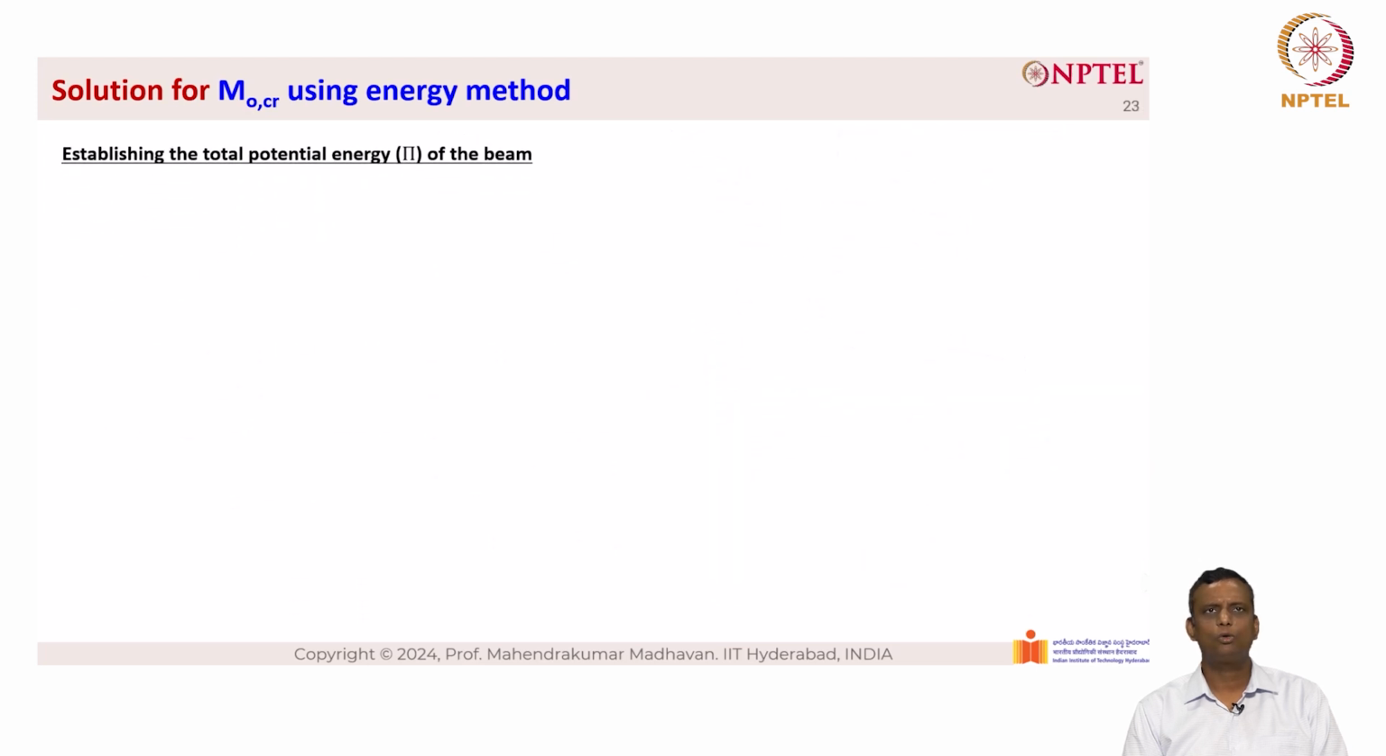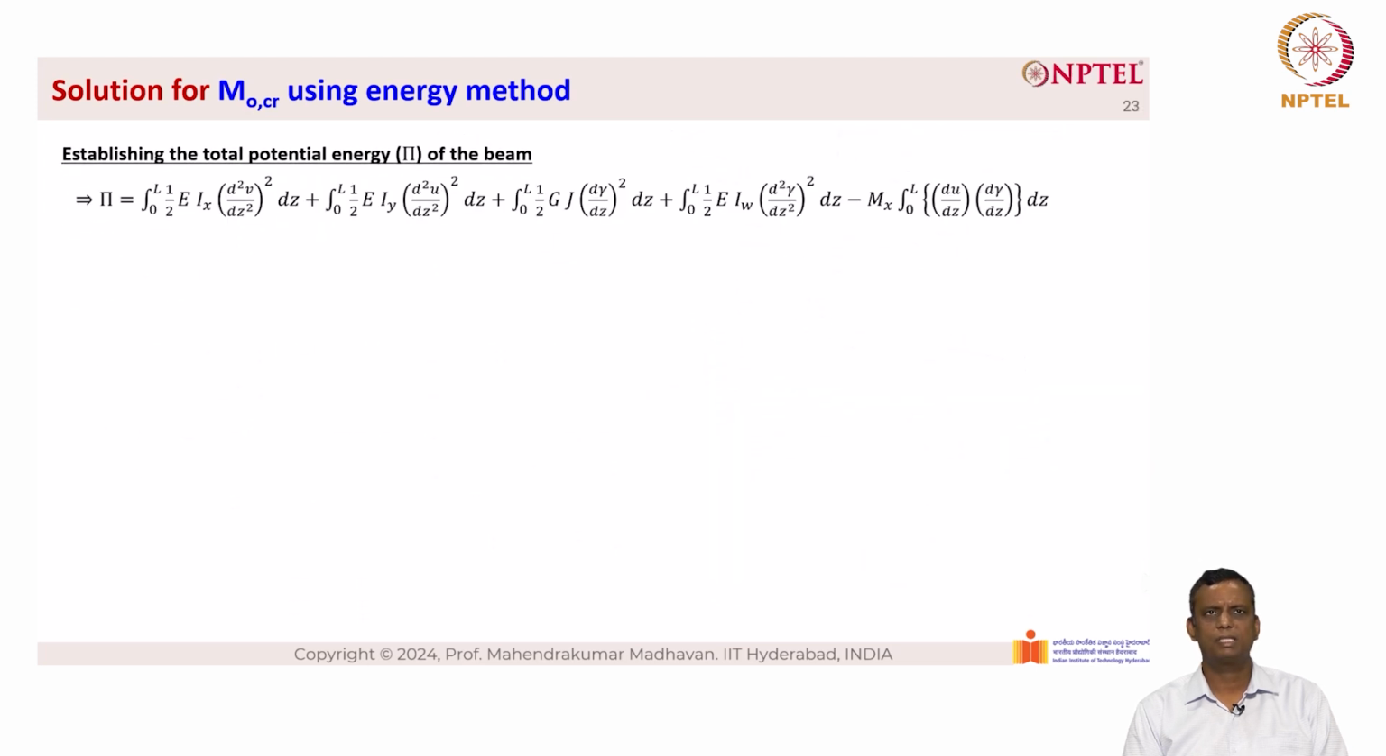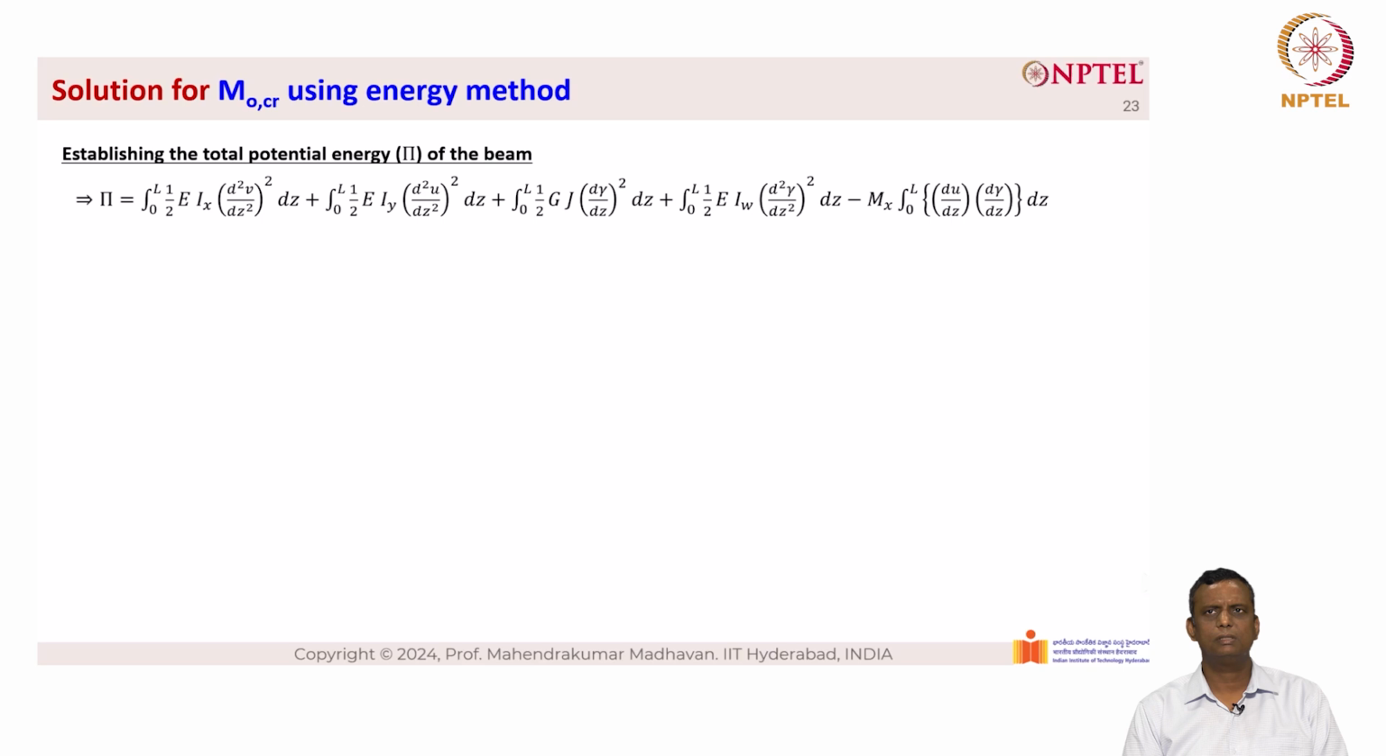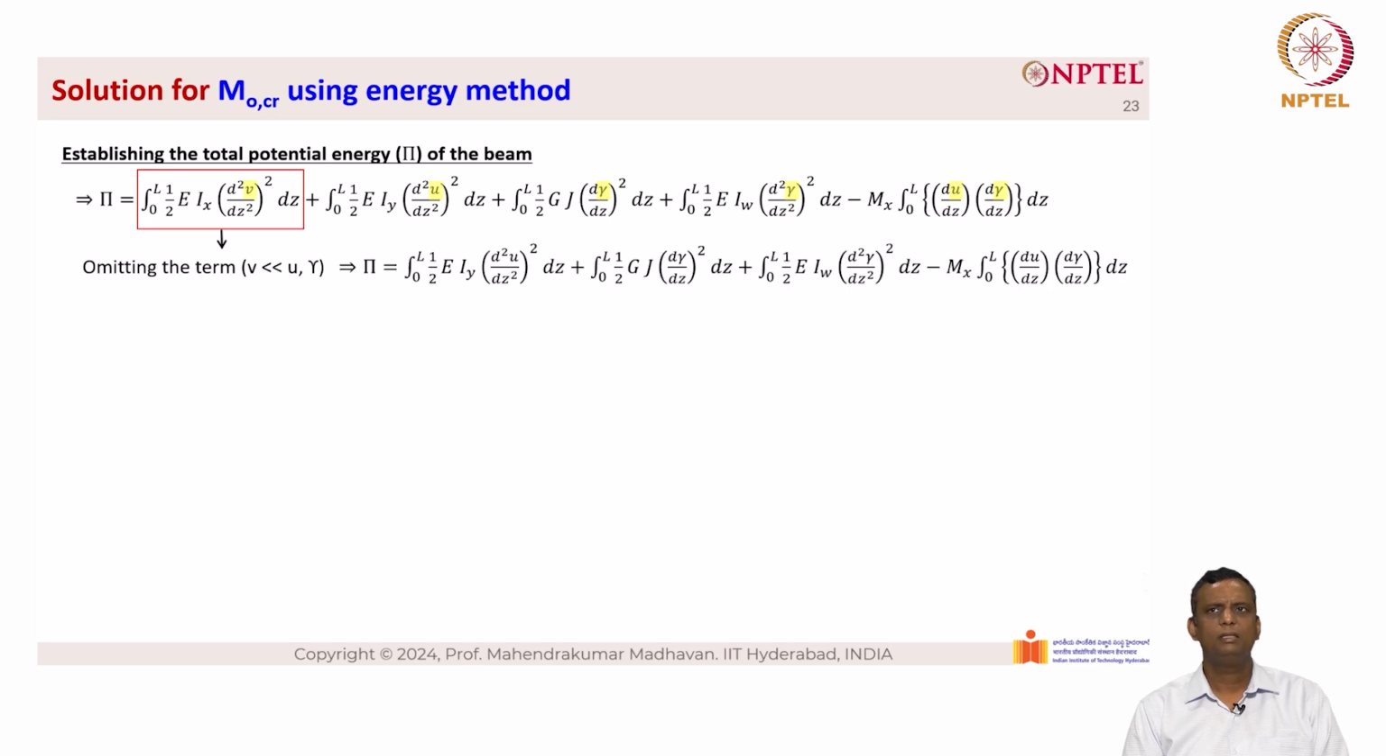Now, establishing the total potential energy, pi of the beam, is given by this equation below. Here, we can also omit the term V, which is very much less than U and gamma. So now, let us omit the first term because V is very much less than U and gamma. So, the equation on the right hand side is much more simplified now. Now, let us choose the deflection functions for U and gamma.